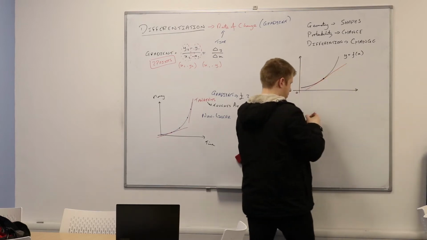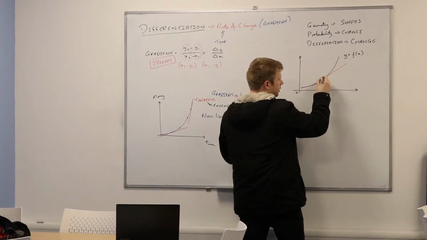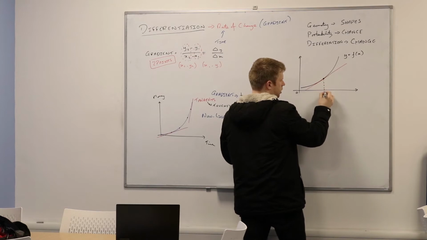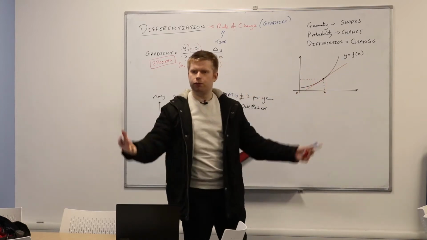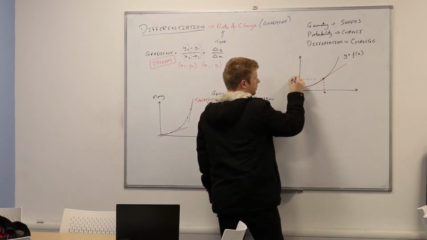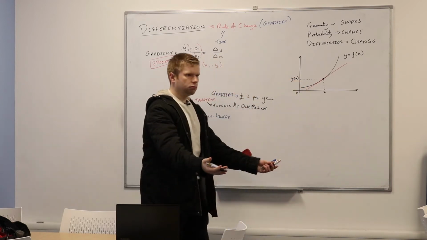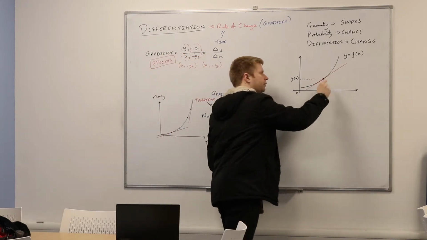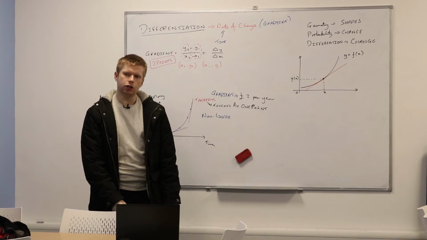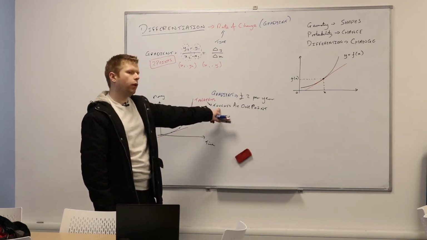Let's just talk generally. Let's say that this is x. Obviously, if that's x, the function is some function of x, so the y value has to be f of x. Happy so far? Okay. So here's my question. How do we find the gradient of this tangent, given it only touches the curve at 1 point?